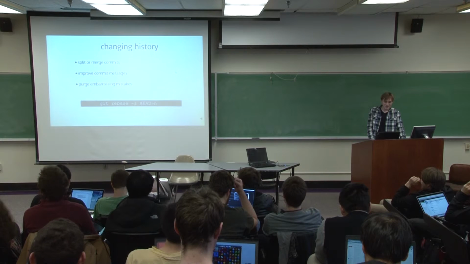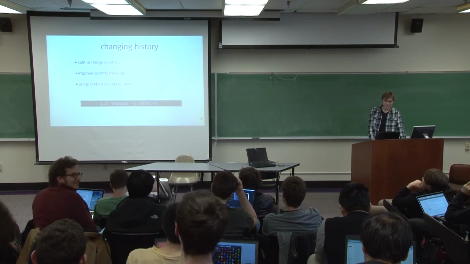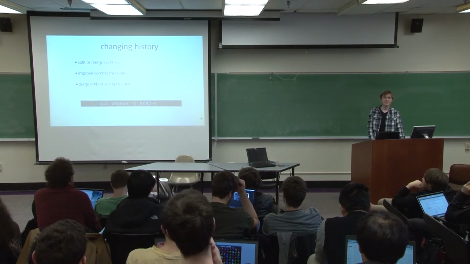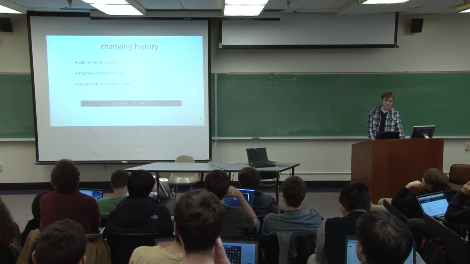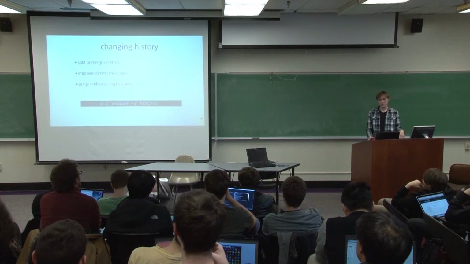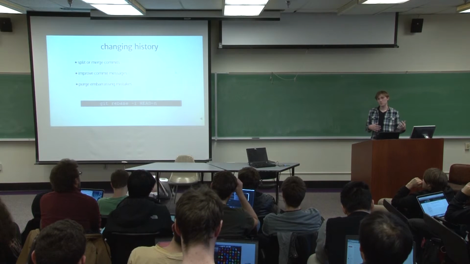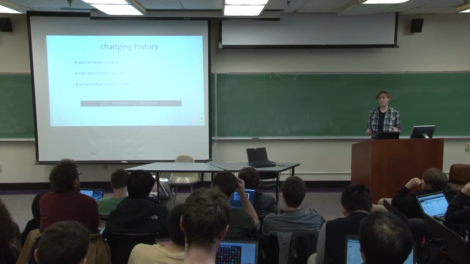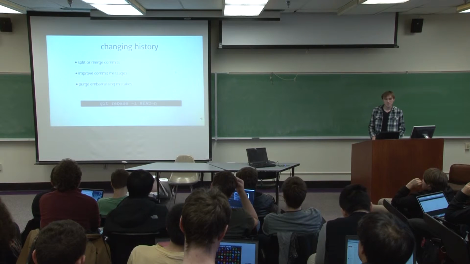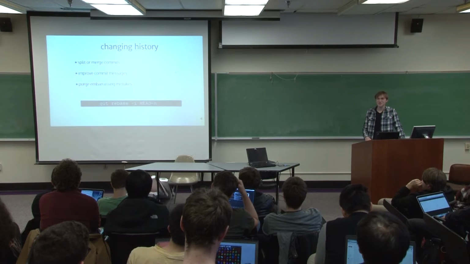So, changing history. You can literally go back in time and fix your mistakes, which is not something you can do in real life, so you should be grateful. You can split or merge commits. If one commit should have been 2 commits, or maybe 2 commits were really inconsequential and related to each other, so they should have been 1. You can improve your commit messages.